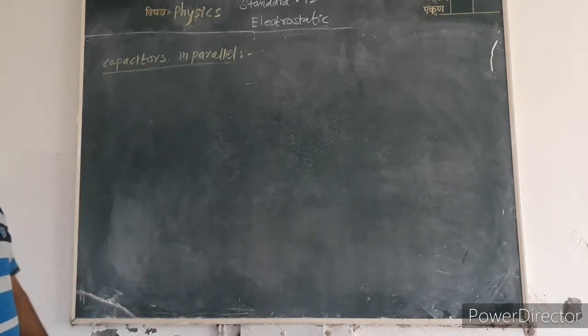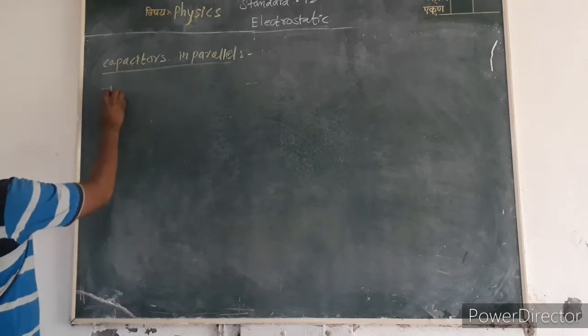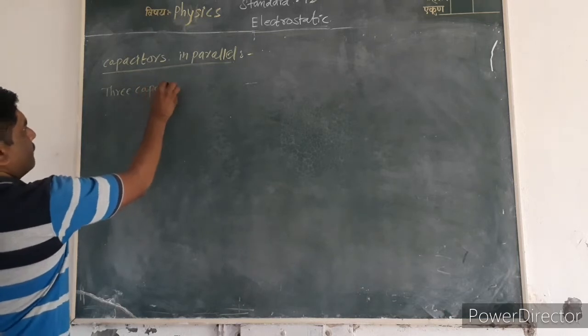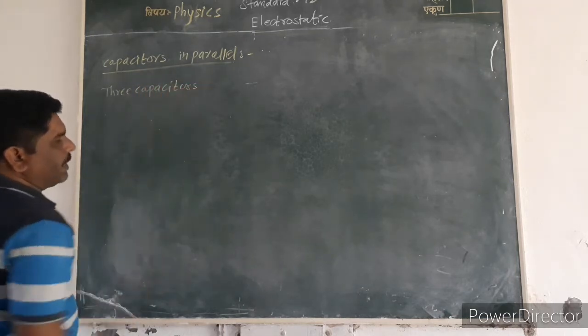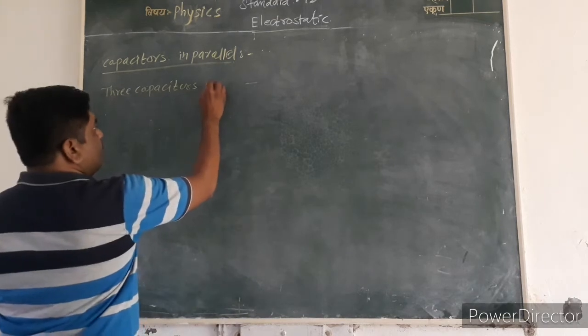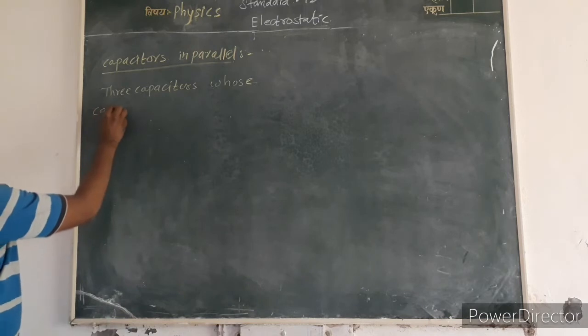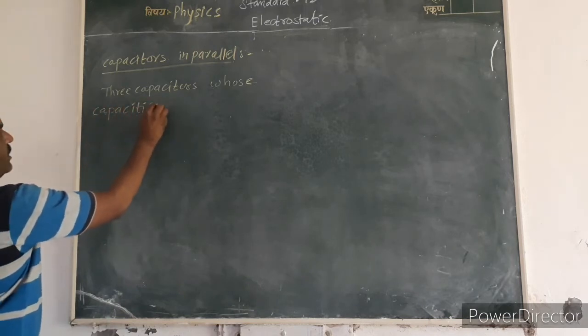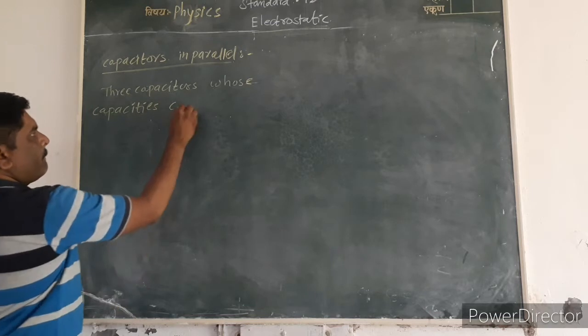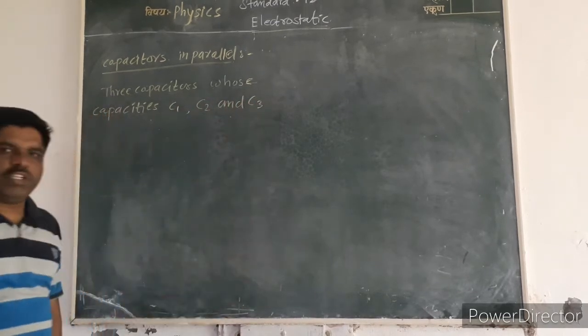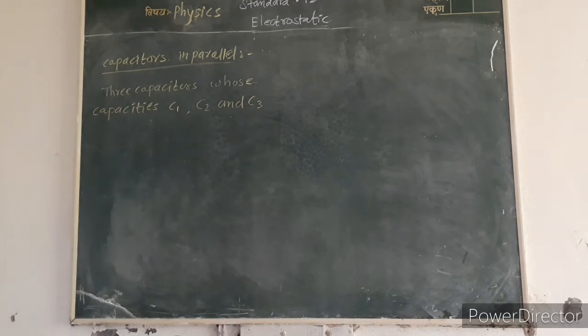Also we consider three capacitors whose capacities are C1, C2 and C3. These three capacitors are connected in parallel. The circuit diagram.